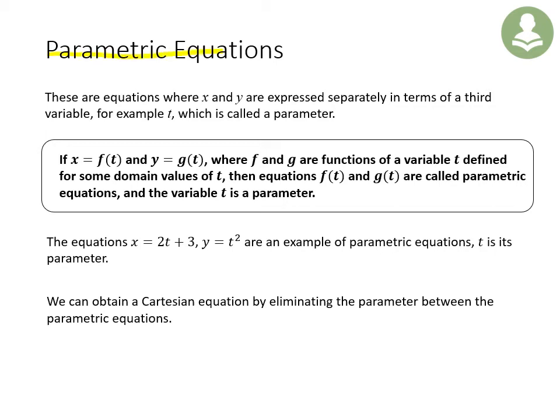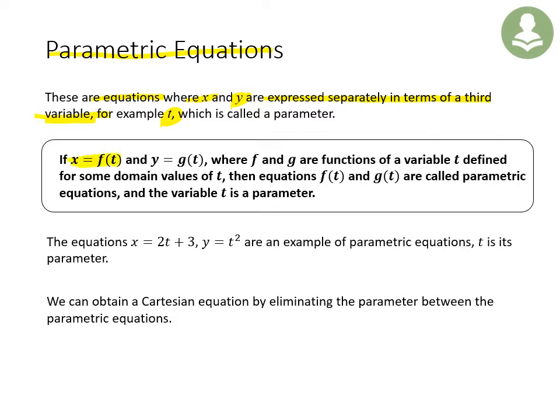Parametric equations are equations where we usually have two variables expressed separately in terms of a third variable, and very often it is expressed in terms of time. Time is a measurement that we do very often in experiments.